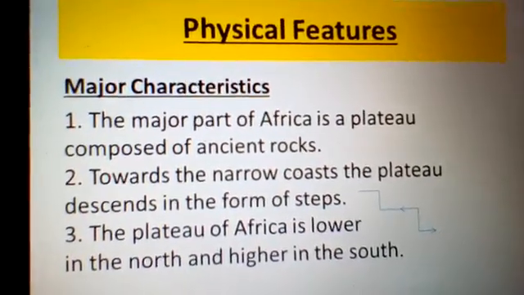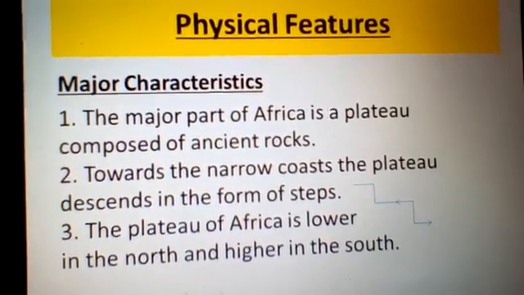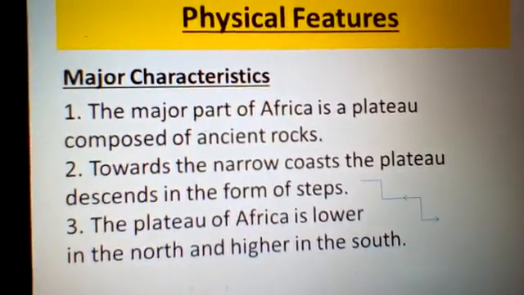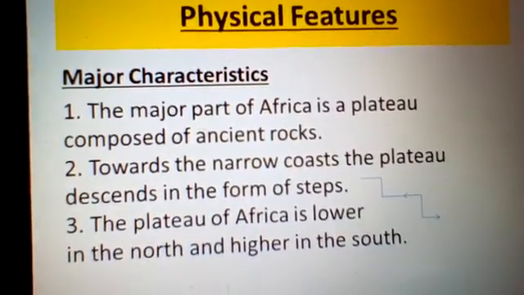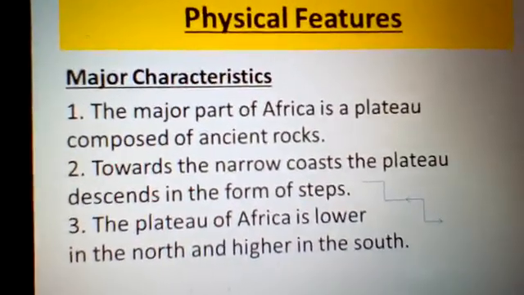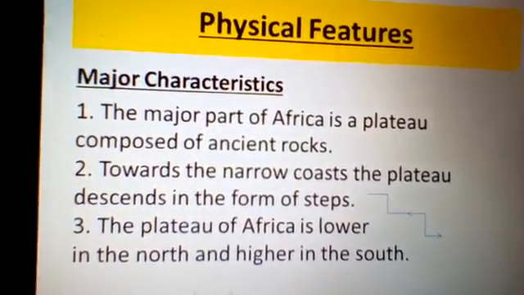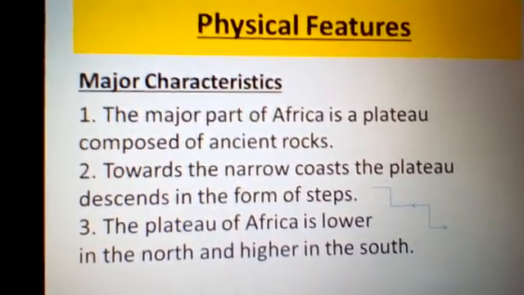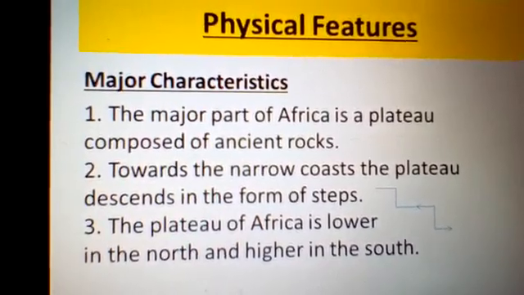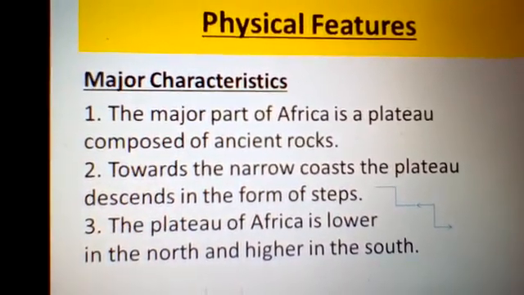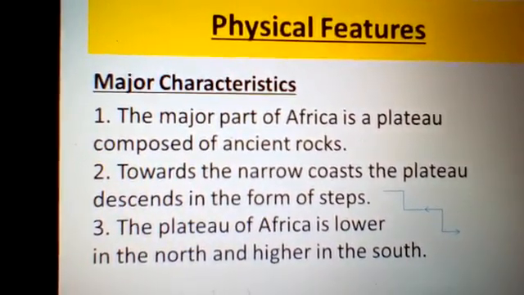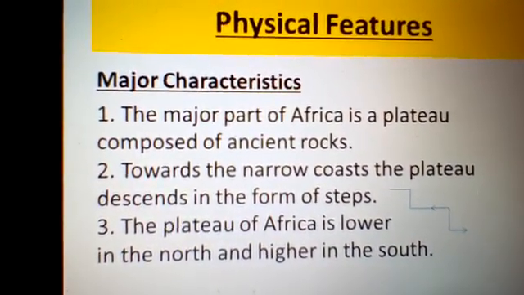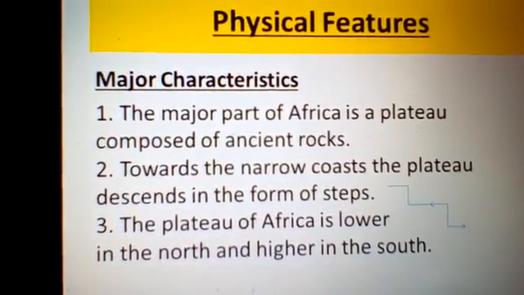Now let us continue with the physical features of Africa. The major characteristics of all the features present in Africa as a continent are that the major part of Africa is a plateau, and we have already discussed that initially, when we had understood why it was also termed as a plateau continent. And then the second one says that towards the narrow coast, the plateau descends in the form of steps.